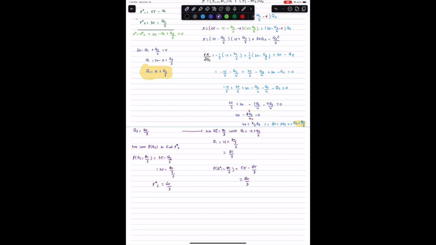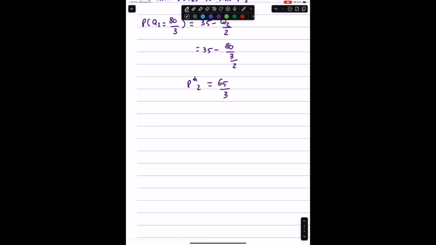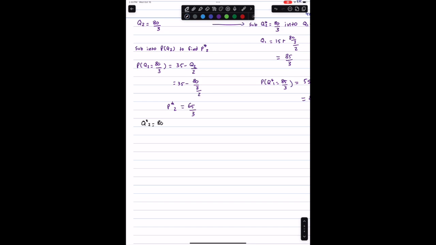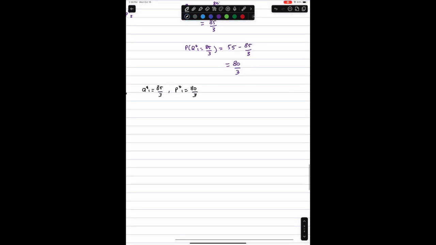So now let's summarize all the information. We know Q star 2 is equal to 80 over 3. P star 2 is equal to 65 over 3. Q star 1 is equal to 85 over 3. And P star 1 is equal to 80 over 3. And we know that average cost 1 is equal to average cost 2, which is equal to 5.